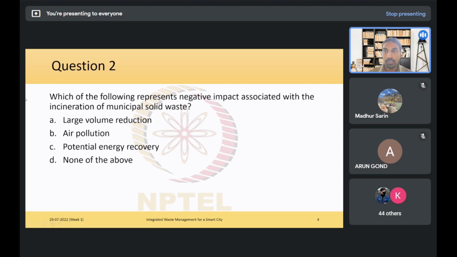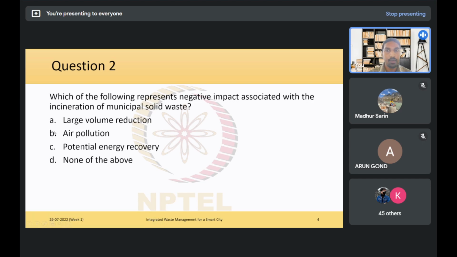If you look at the options, option A is a large volume reduction of the waste, which is not actually a bad thing, right? So it is not a negative impact. We'll just leave that. Moving on, we'll leave B for now. Looking at C, potential energy recovery, again, that is not a negative impact. If we recover energy, we could use it for other purposes and processes. So that's also not a negative impact associated with it.